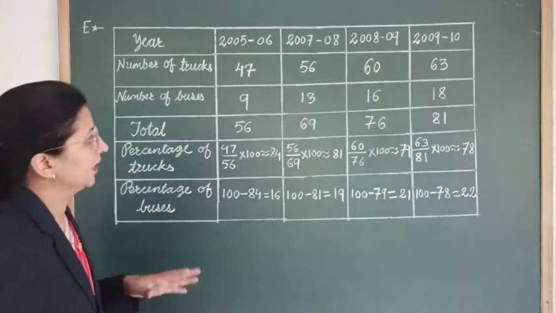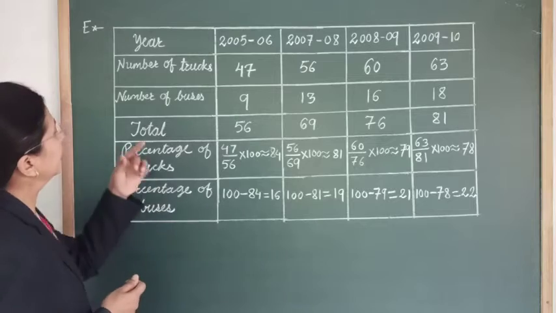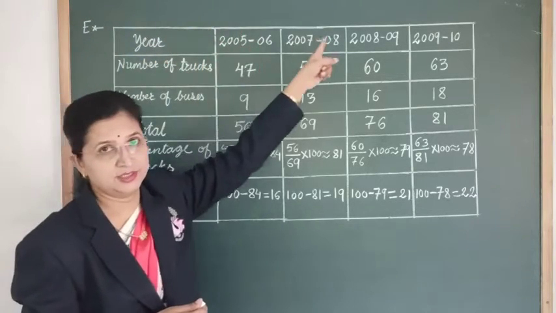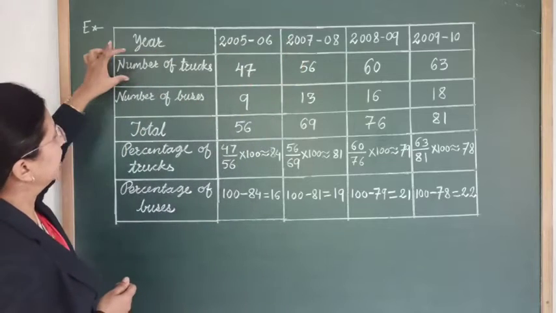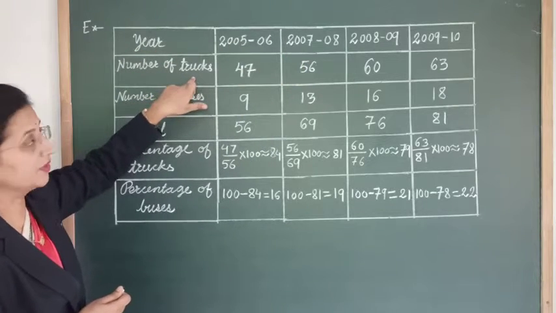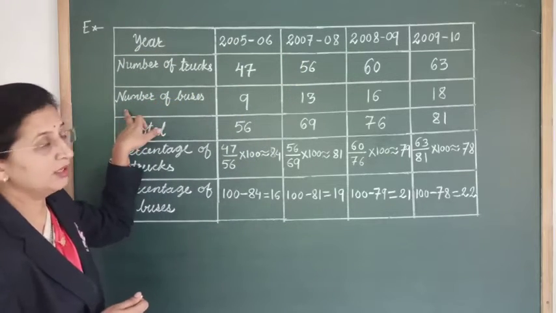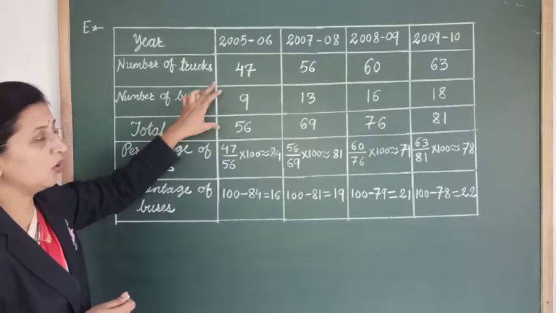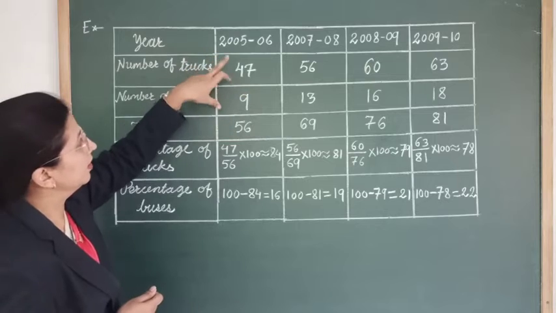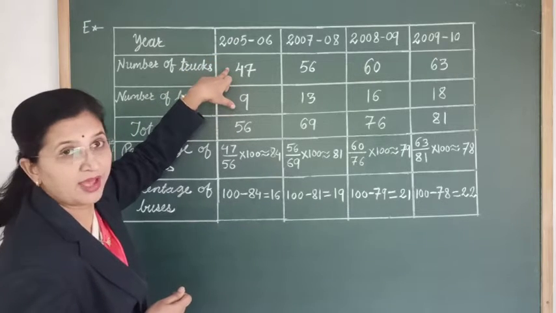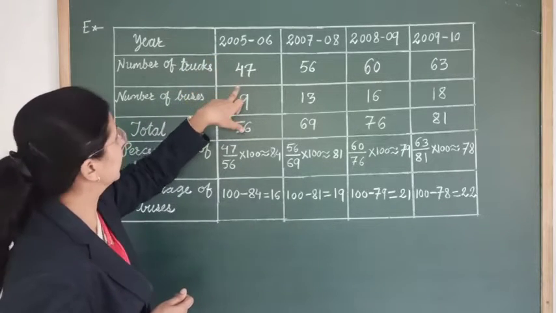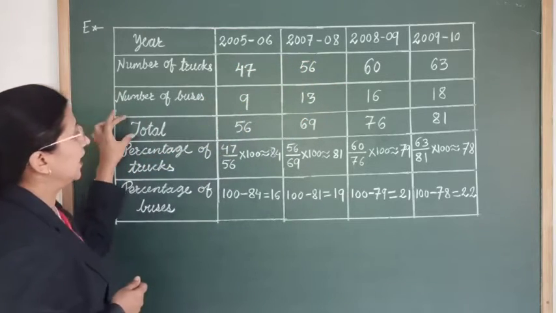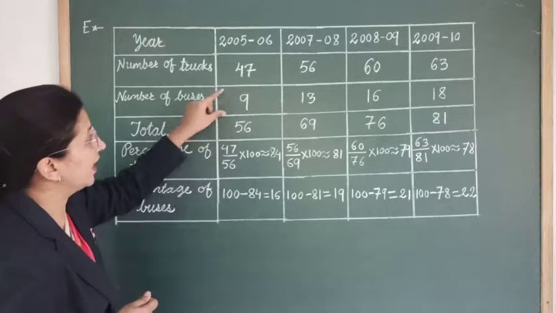So here you can see I have drawn the table. Here in the first row there are years. Then the number of trucks. Then in the second row, the number of buses in the different years. Then total. So here, just write down the values, number of trucks and buses for each year. After writing that, in the next row we write their total.